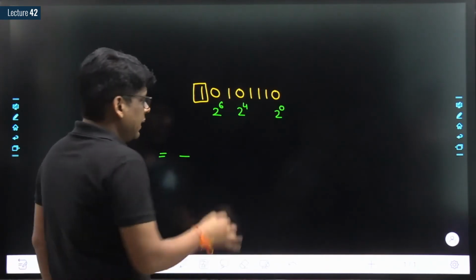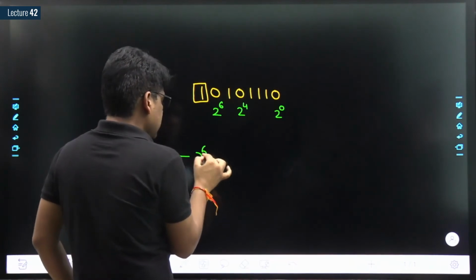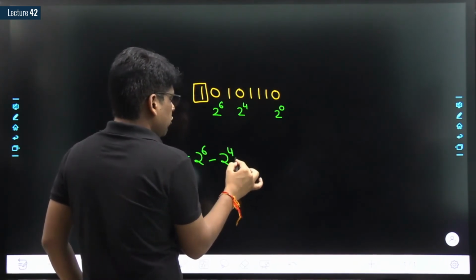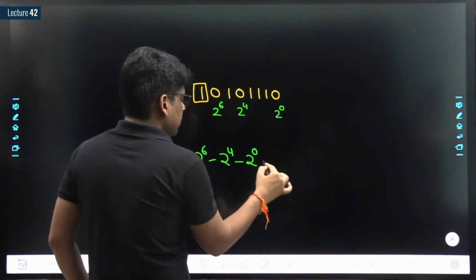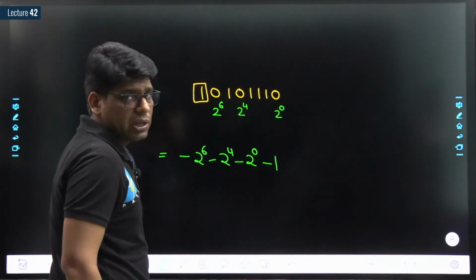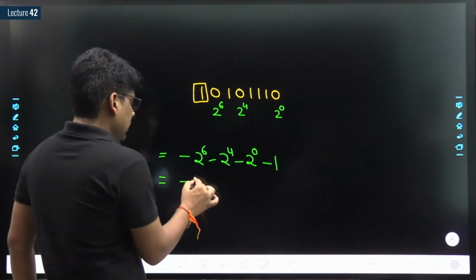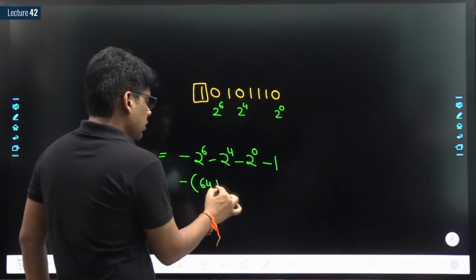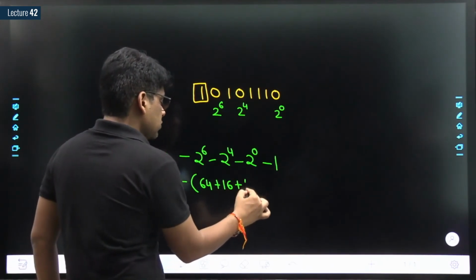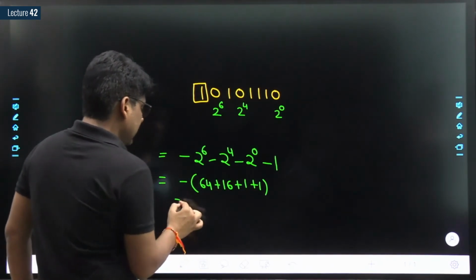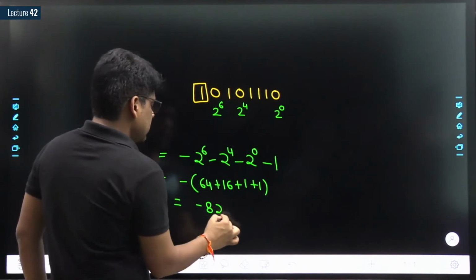That's it. Sir, how to find the value? Minus of 2 to the power 6, minus of 2 to the power 4, minus of 2 to the power 0 and put an extra minus 1. So what is the value? Minus 64 plus 16 plus 1 plus 1. That means this number is minus 82.